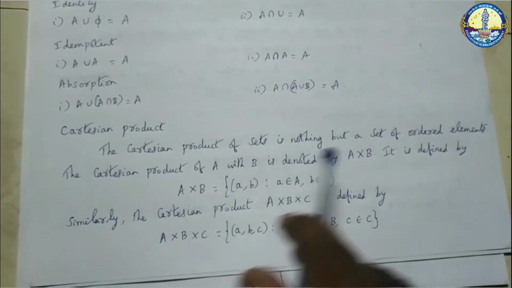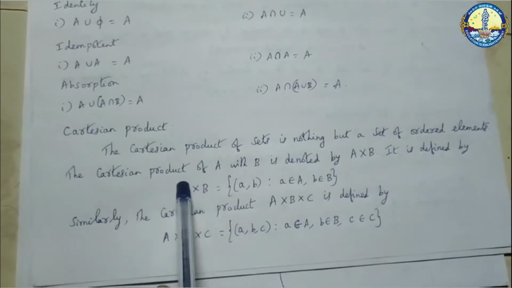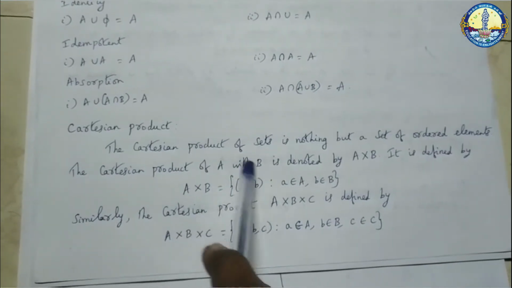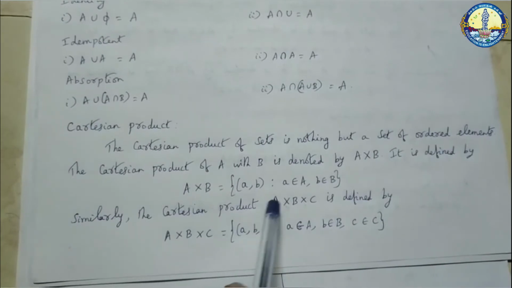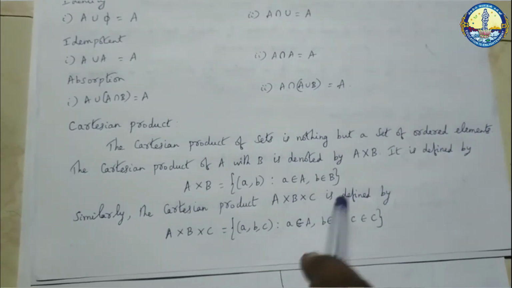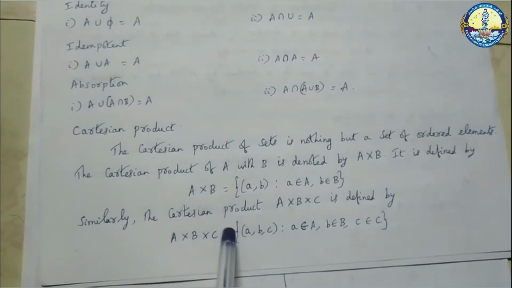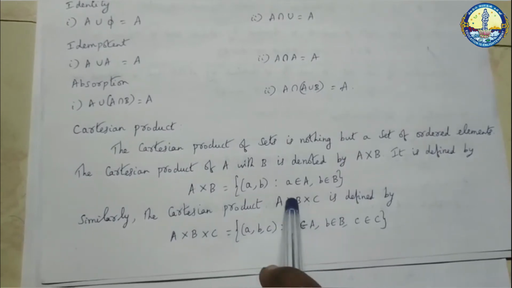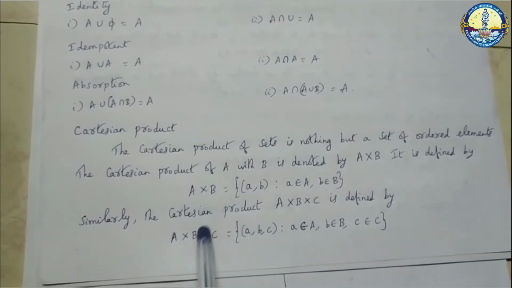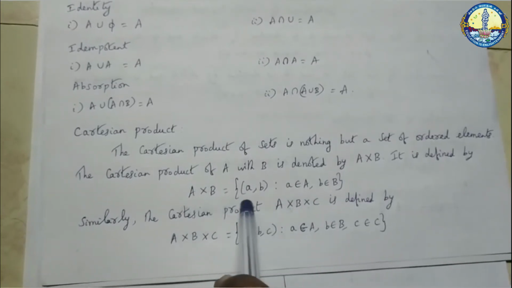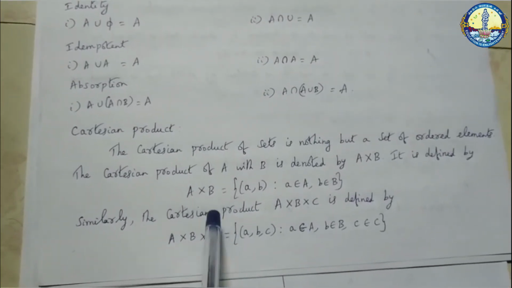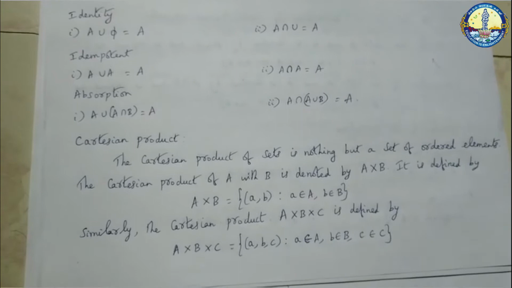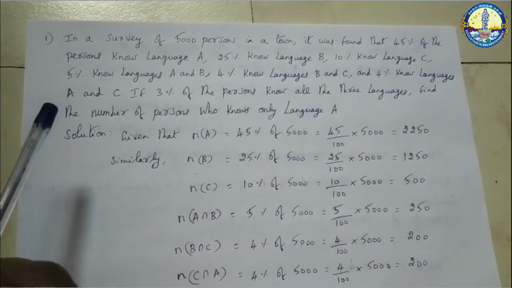So a set of ordered pairs, this is called a set of ordered elements. Okay, that is A cross B, where a should be in capital A and b should be in capital B. Similarly, the Cartesian product of three sets A cross B cross C is defined as A cross B cross C equals (a, b, c), where a belongs to set A, b belongs to set B, and the element c belongs to set C. So this is a Cartesian product of two sets, and this is a Cartesian product of three sets. So now we are going to solve the problems.